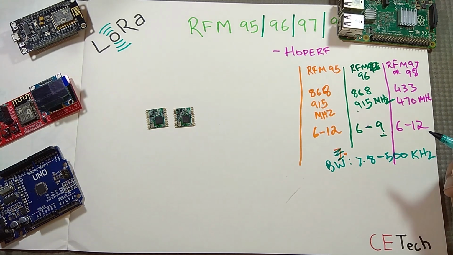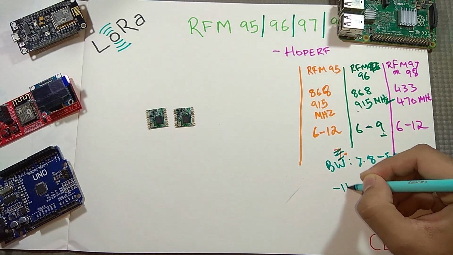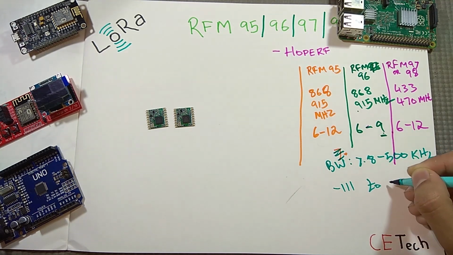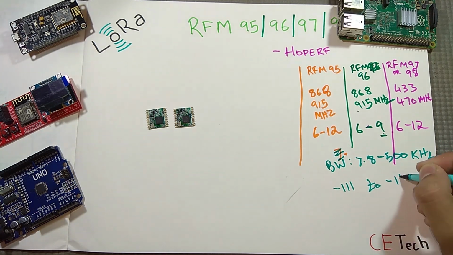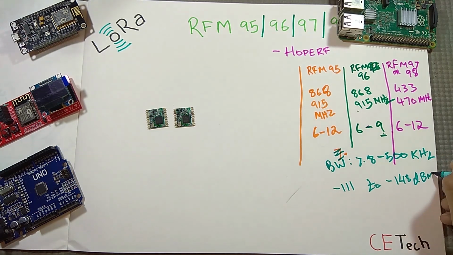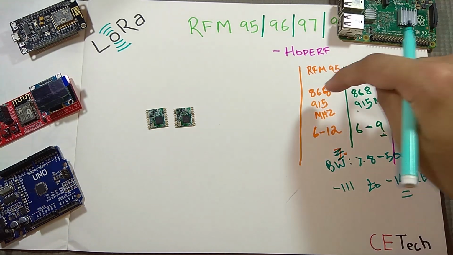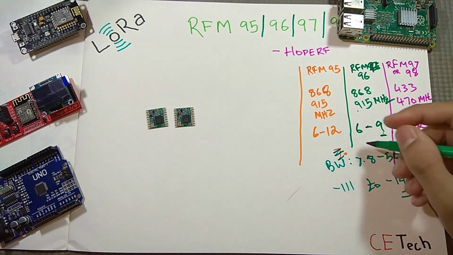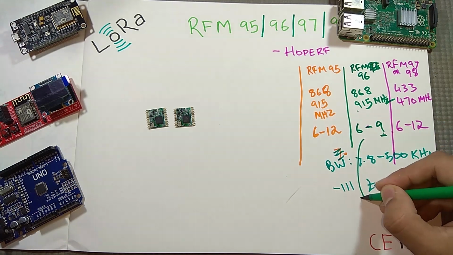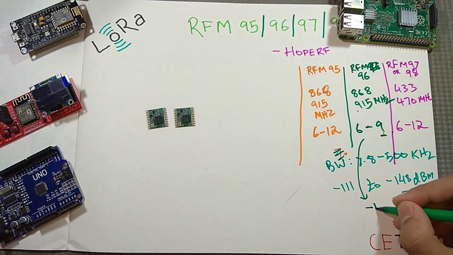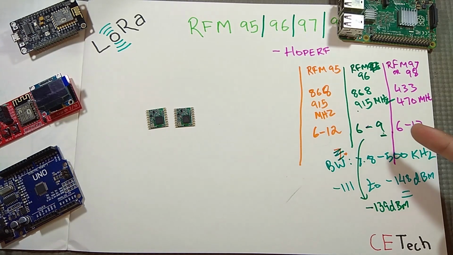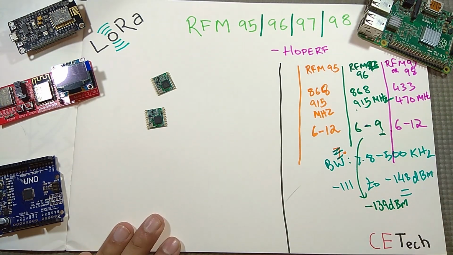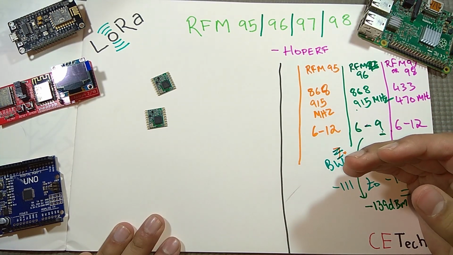Then the sensitivity, the estimated sensitivity for these devices as a receiver, ranges from -111 to approximately -148 dBm. So -148 is applicable for both of these, but the RFM96 has a little less. So the RFM96 will have a -139 dBm sensitivity.